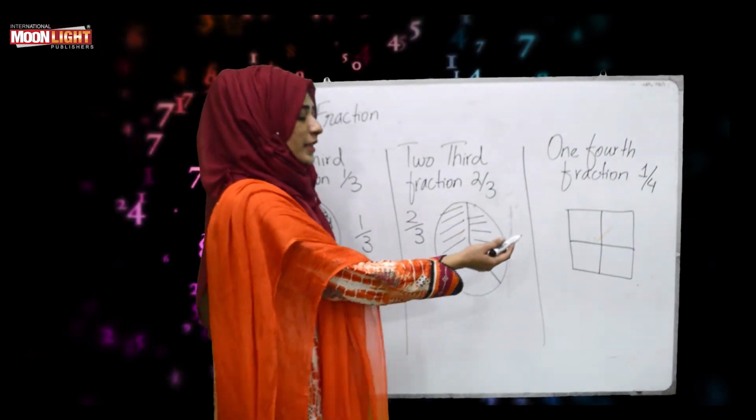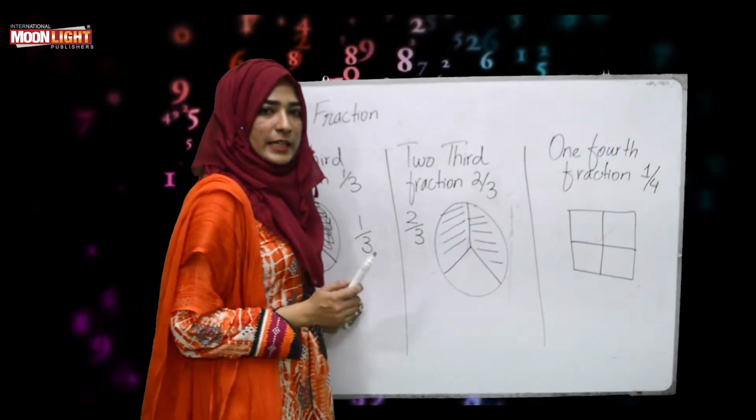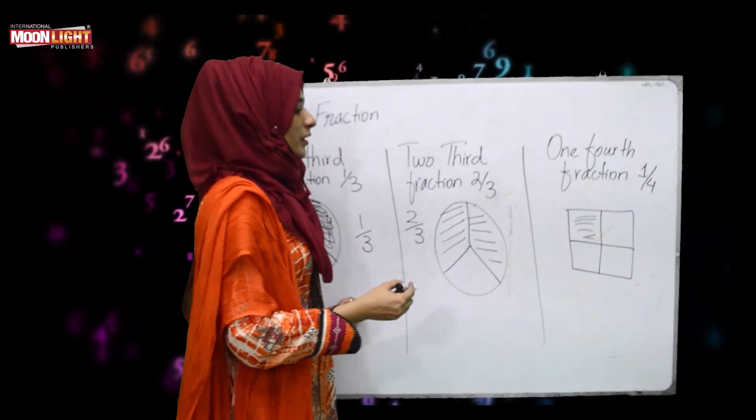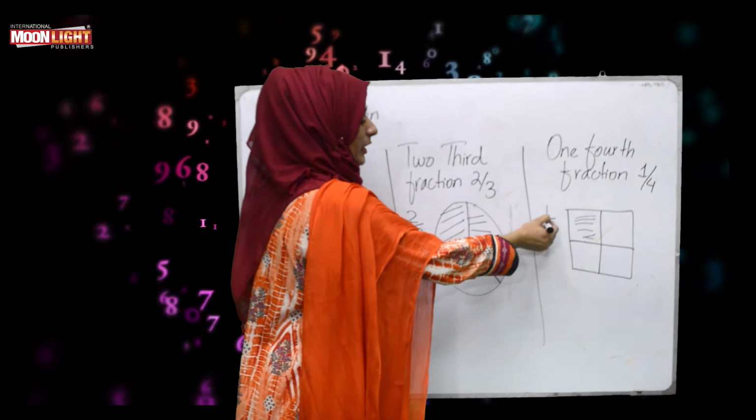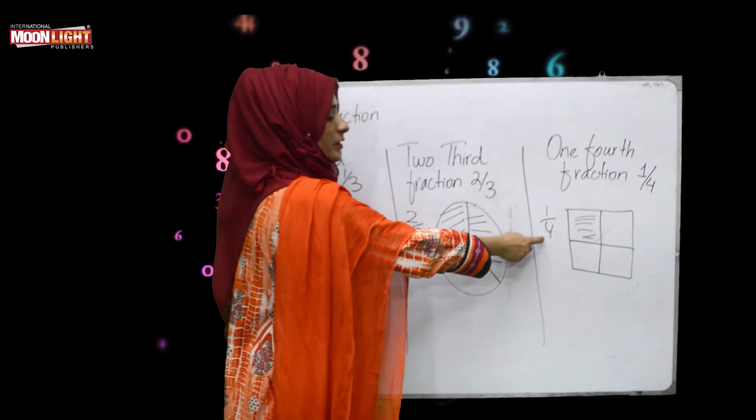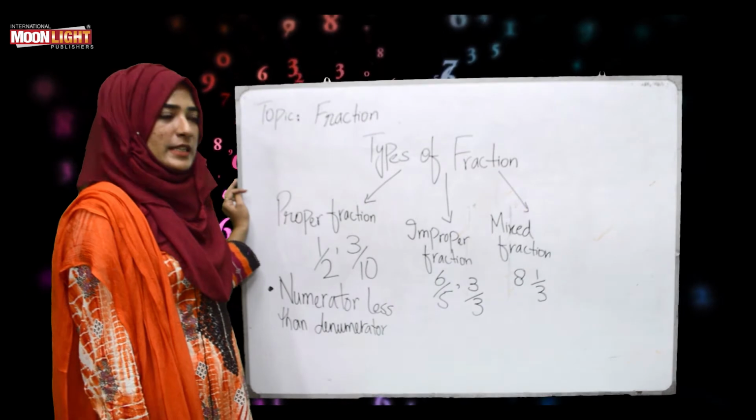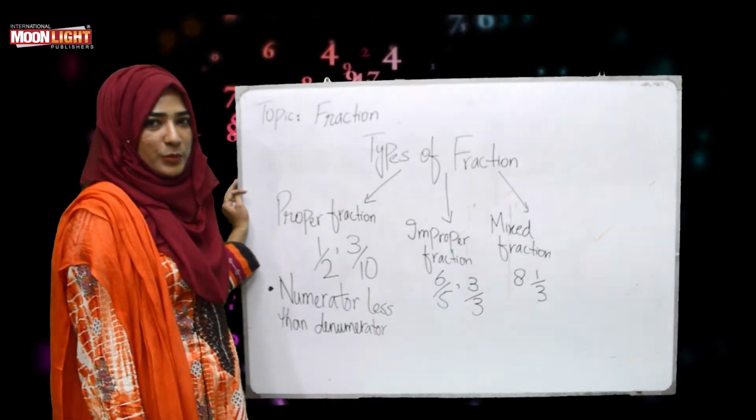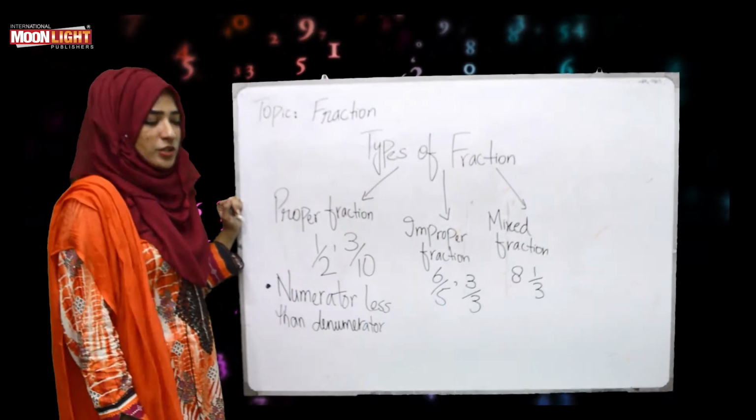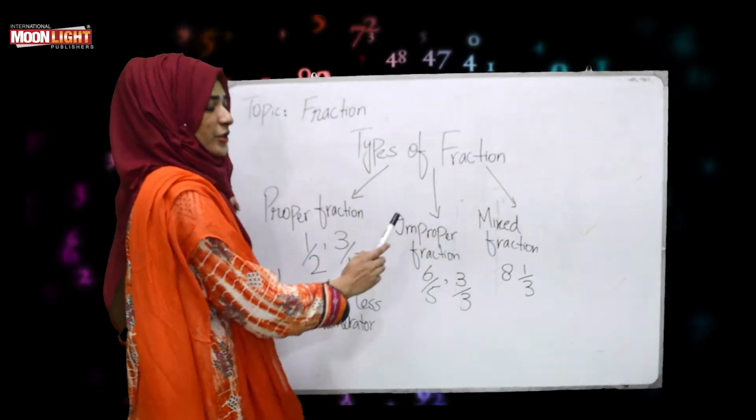Same as it is, if there is a figure that has 4 parts, 1, 2, 3, 4, and you are taking one part, let's say this part, then we can write this figure in numerical form as 1 by 4, which means we are discussing one part out of 4 parts. As we now know about the fraction, it will be easy for us to discuss the types of fraction. There are many types of fraction, but here we are going to discuss 3 types: proper fraction, improper fraction, and mixed fraction.